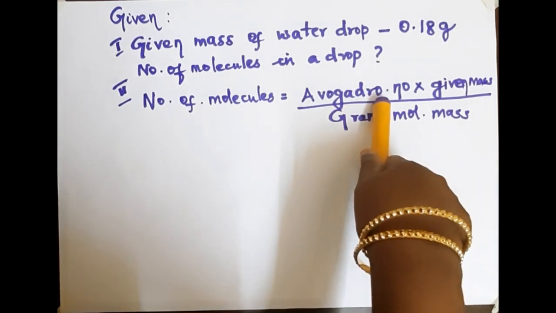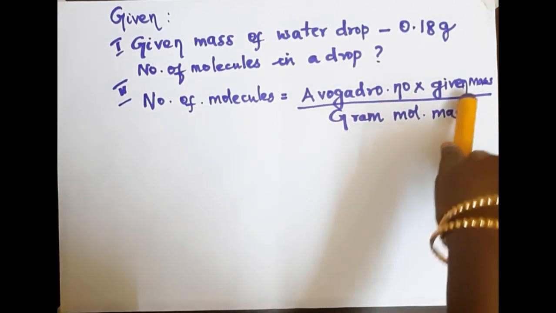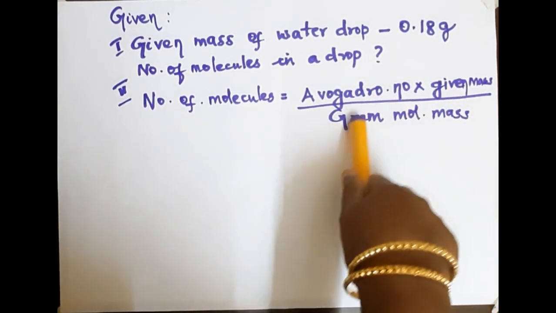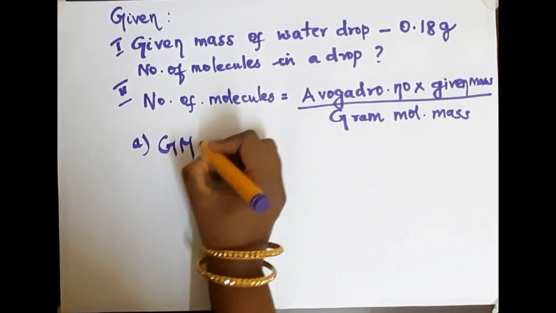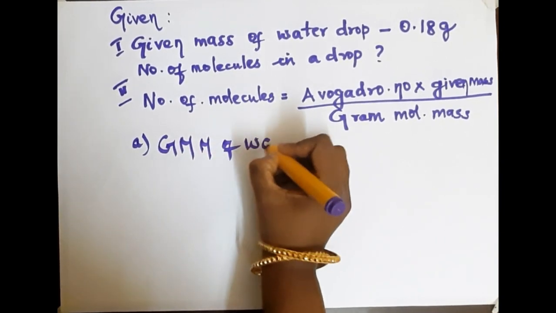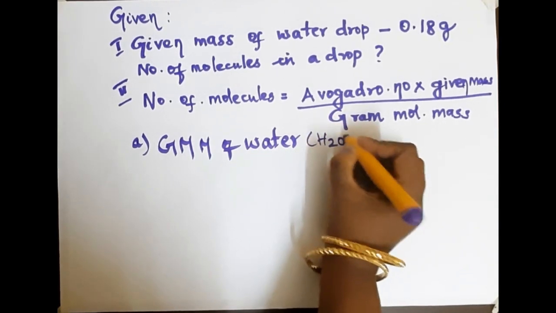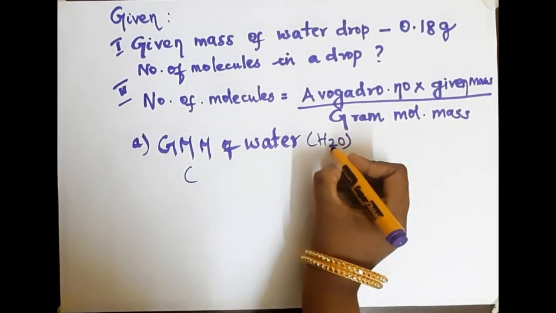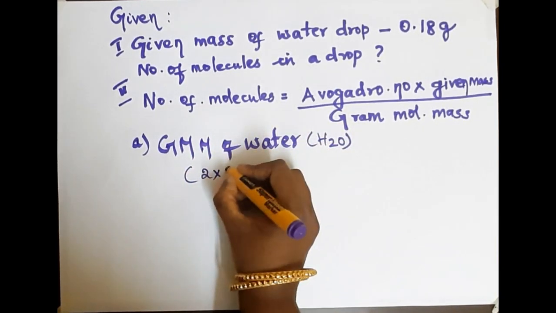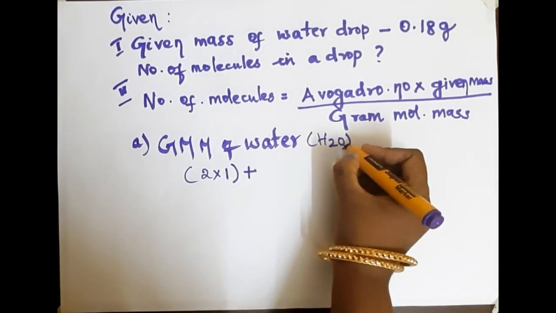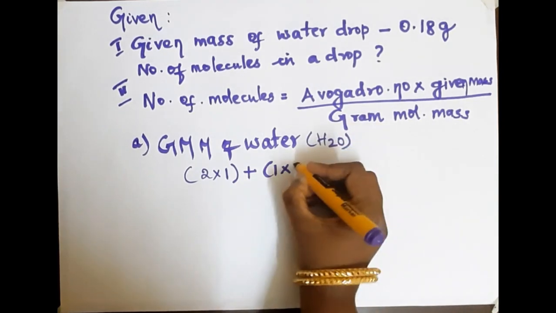You all know the value of Avogadro number. I have told you several times. So, Avogadro number is known. Given mass is known. We have to find the gram molecular mass of water. So, second, we have to find the gram molecular mass of water. What is that? See, children, water is H2O. Now, how many H are there, children? 2. What is the mass of one hydrogen atom? It is 1. Plus, how many oxygen are there? 1. Into the atomic mass of oxygen, which is 16.